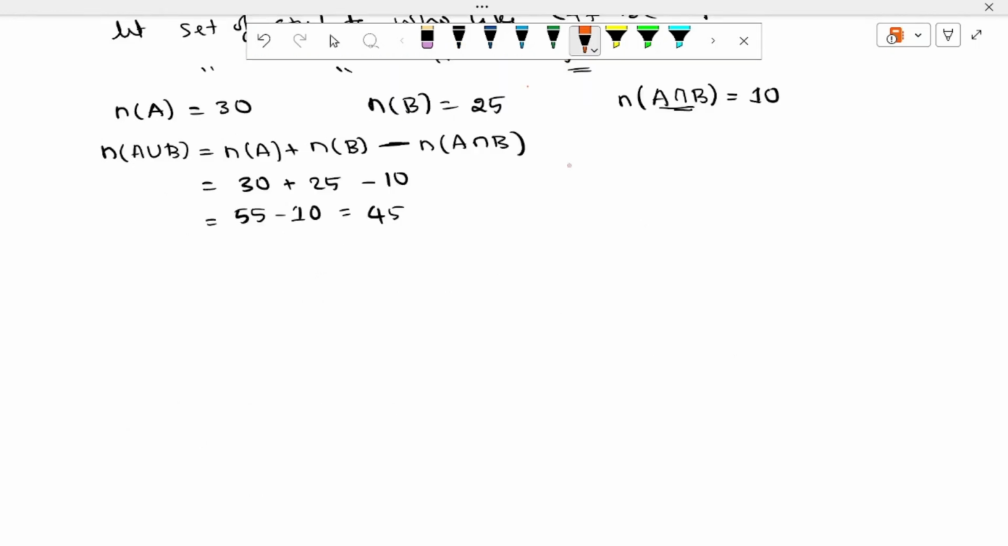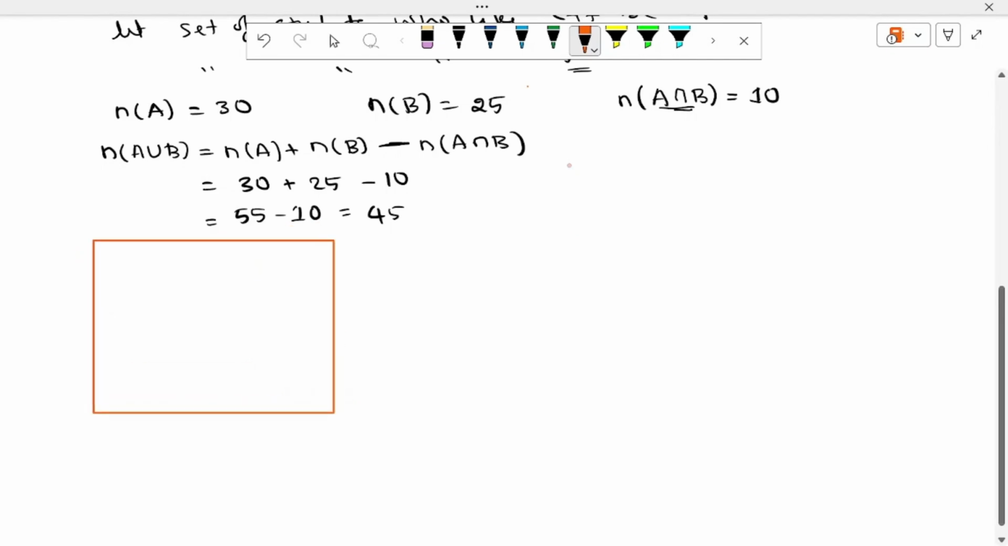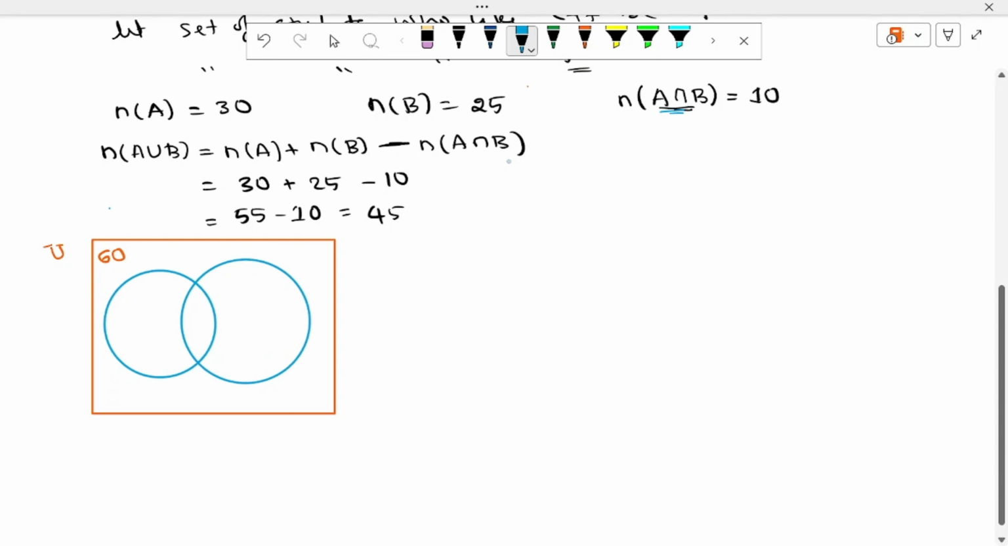Now let's draw the Venn diagram for our question. This is our universal set. This is our class which is going to contain 60 students, and we have got two sets in that. If you see, I have got A intersection B. It means I need to draw A intersection B. This is A and this is B.